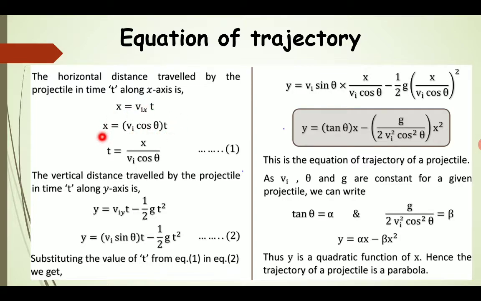From here we get the formula for time, that t is equal to distance upon the velocity component along the horizontal, that is Vi cos theta. Let us mark it as equation number 1.